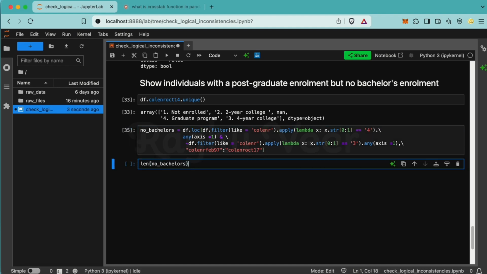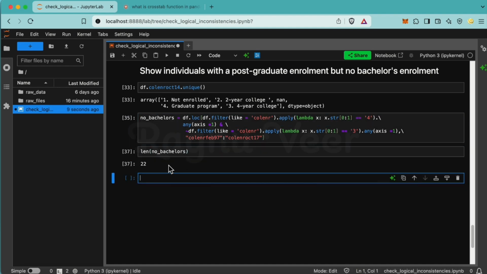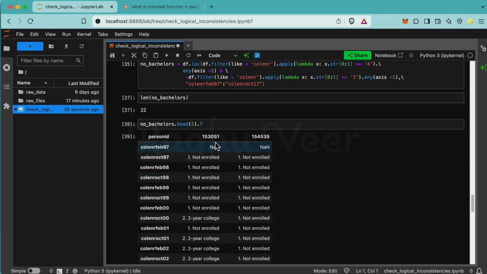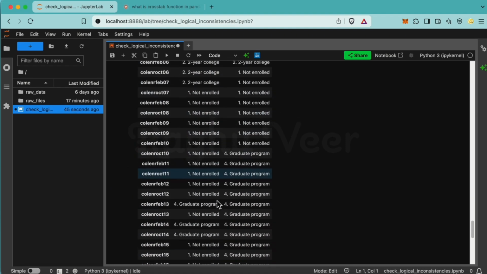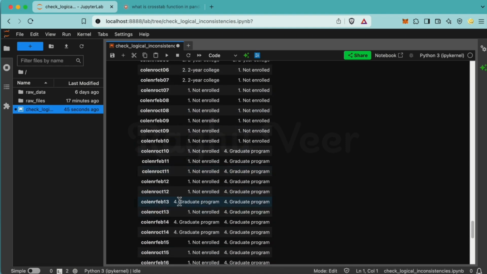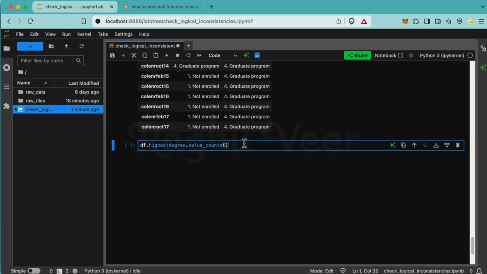If you look at the length of no bachelor's, there are 22 people who said they completed post graduation but they did not do any bachelor's. So this is a logical inconsistency in the data. If you look at the head, these two people, for example, they are not enrolled in a 4-year college, but they said they have a graduate program. Highest degree.